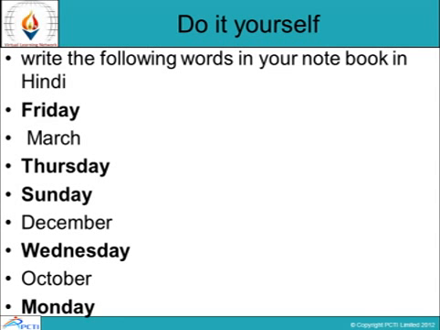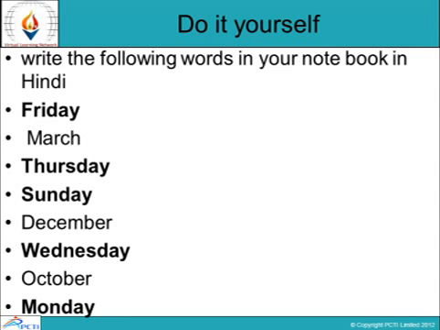The next one is October. It's the 10th month of the year when it's getting a little bit wintry, but it's a good season, a good month with not too cold, not too hot. It's a good month, flowers blossoming. In Hindi we call it as October.